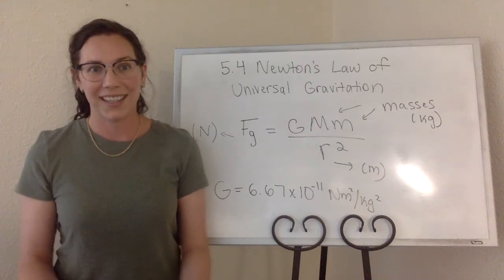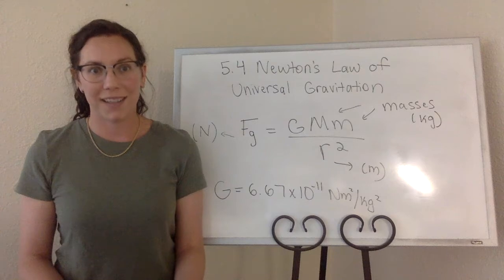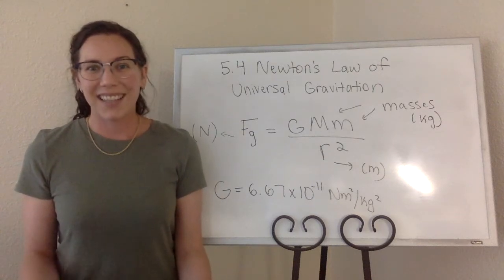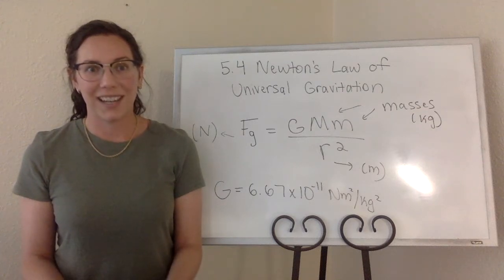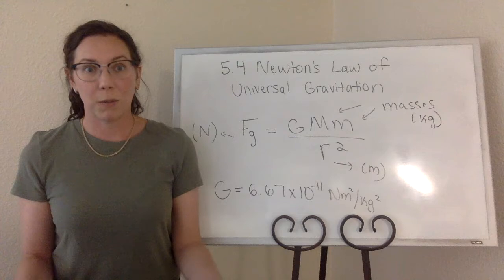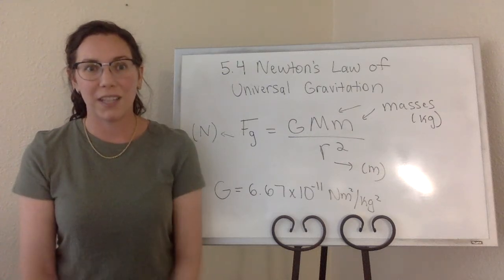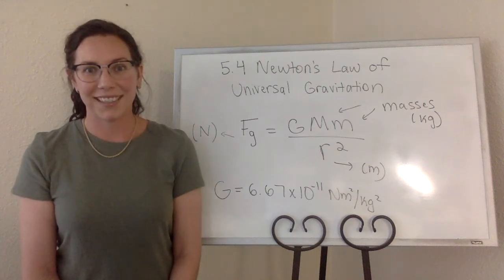So we can notice that the force of gravity depends on the product of the two masses, so larger masses cause a greater force of gravity. And secondly, that it's an inverse square law with respect to the distance between objects. So if two objects were moved apart, the force of gravity would decrease with respect to the square of the distance between the two objects. Okay, let's look at some examples.